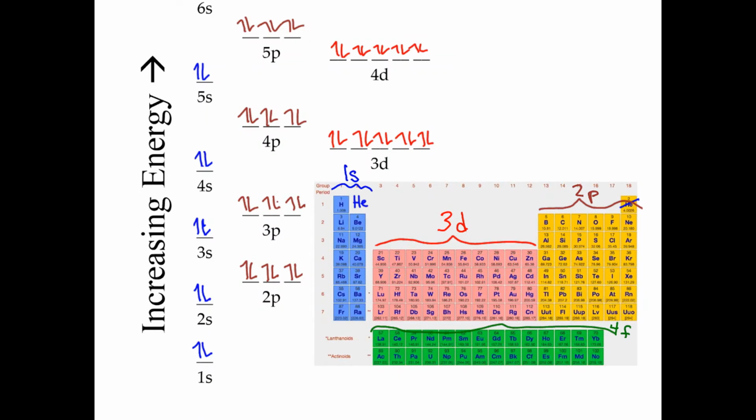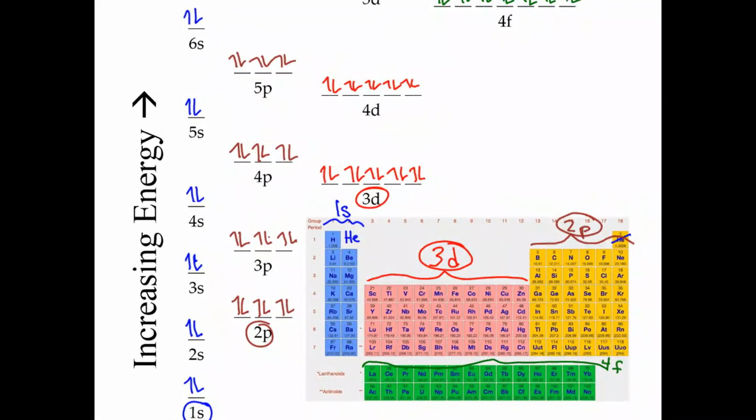Okay? So s's start with 1. And p's start with 2. And d's start with 3. Forgot to circle the p's there. And then the first f is a 4, so you're going to circle that one. The first f is a 4. Those are the first ones.